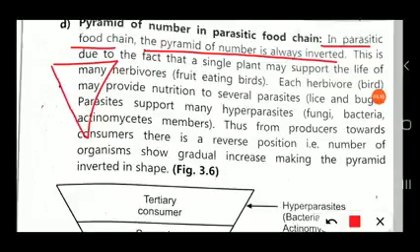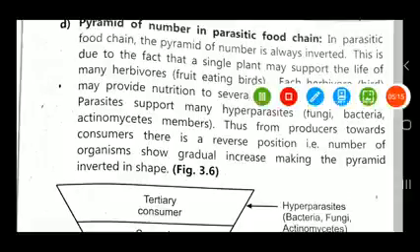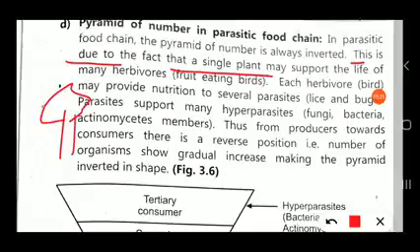In parasitic food chain, the pyramid of numbers is always inverted. This is due to the fact that a single plant may support the life of many herbivores, that is fruit eating birds. As we saw here in this pyramid, a single tree is considered. This is due to the fact that it is a single plant. This single plant supports the life of many herbivores.